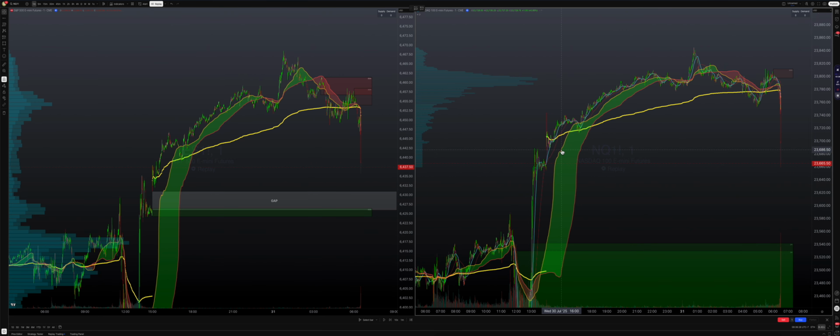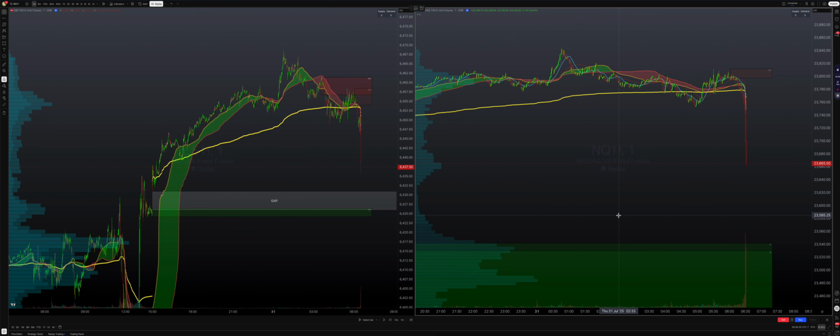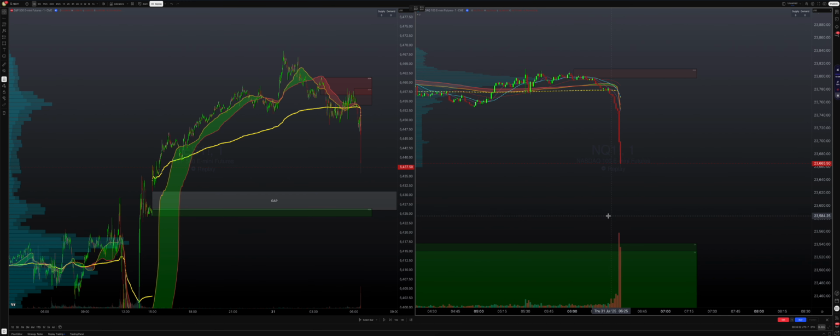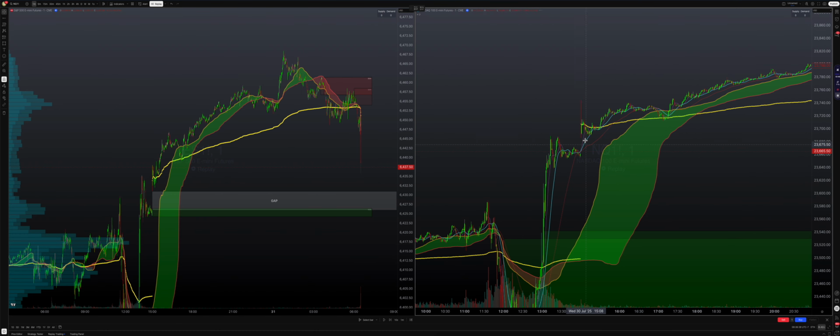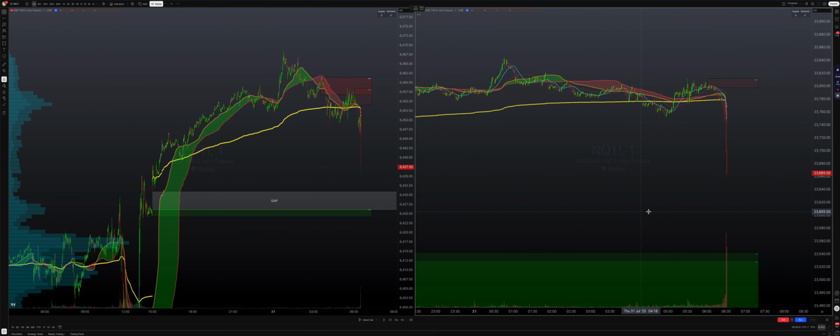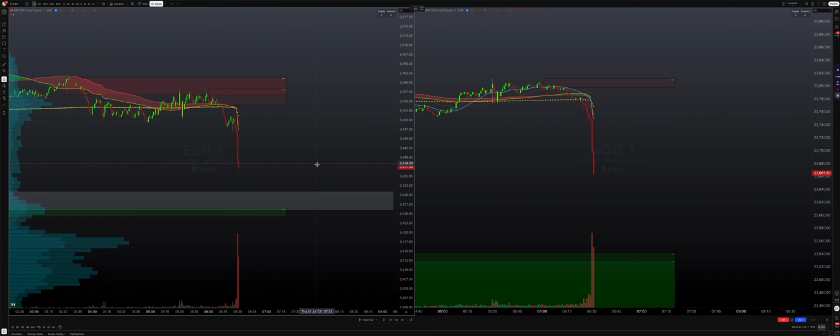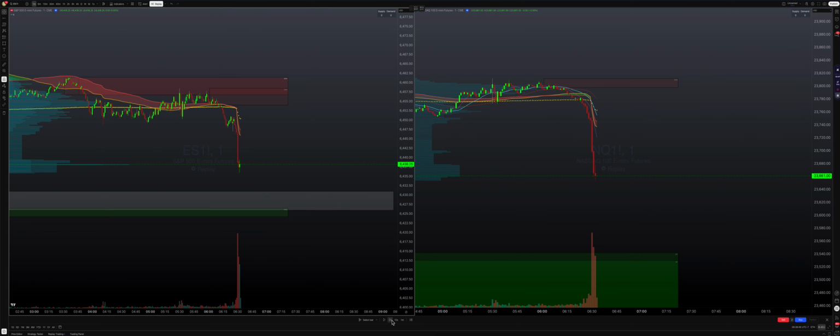NQ also had a gap. It fills it immediately, as you can see here, and I can't trade. So ideally, I would have liked to enter puts on after the first candle of the market open because NQ had its gap here, but I couldn't. And I kind of watched ES get down.